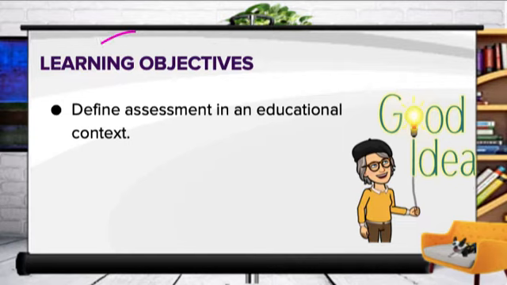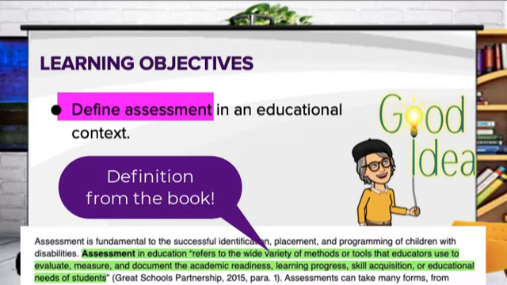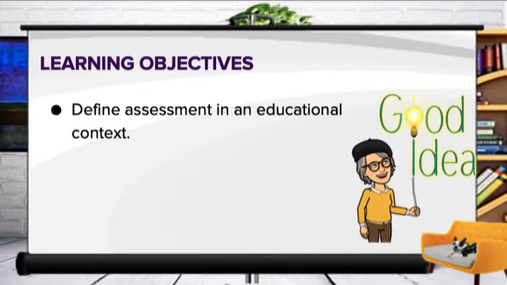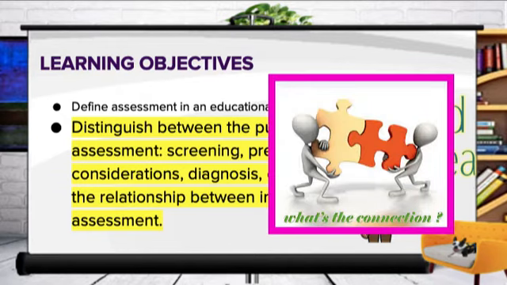So for this chapter, I want to go over the learning objectives. So first, you need to be able to define assessment in an educational context. As you're reading, make sure that you can go back and present your own definition of this that makes sense and that aligns closely with the actual definition from the text. Second, you want to be able to make sure at the end of this week that you can distinguish between the purposes of assessment, screening, pre-referral considerations, diagnosis, eligibility, and the relationship between instruction and assessment. So make sure you've got all those terms down and that you can differentiate between them.